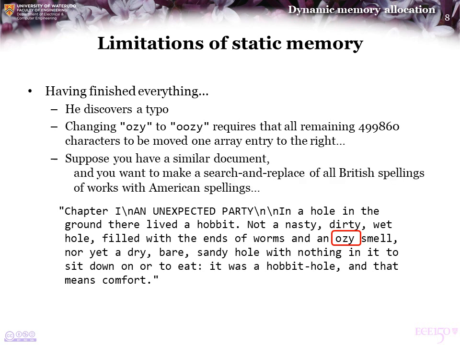Suppose you had a similarly sized document and you wanted to suddenly make a search and replace of all British spellings with their corresponding American spellings. Well, that's okay because the American spellings tend to be a little bit shorter. But what happens if you're going the other way around? You might be just under 1 megabyte, but with the British spellings, that might actually push you over that 1 megabyte limit.